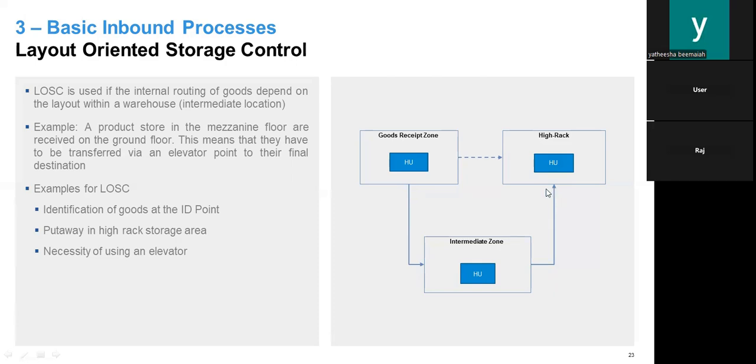In the high rack there is a crane. First the HU will be moved from the GR zone to the in feed of the crane, near to the high rack. Then the crane will pick that HU and keep it in the high rack. So the HU moves to the high rack. This is mainly used in an automated warehouse.